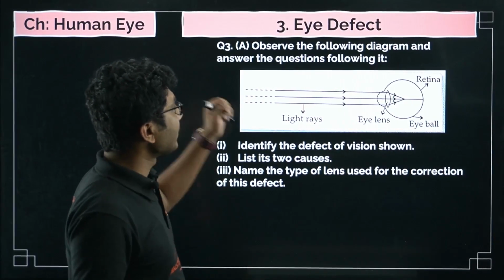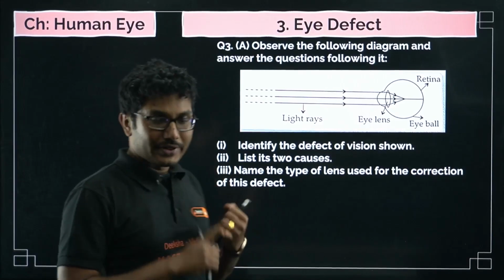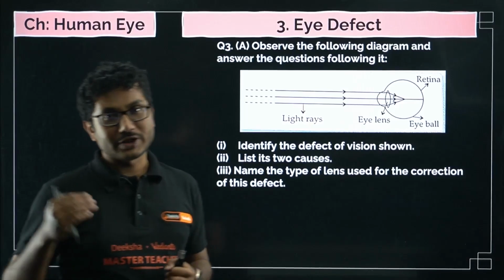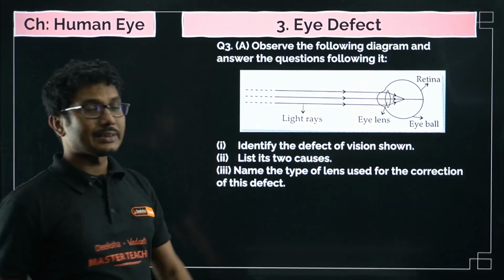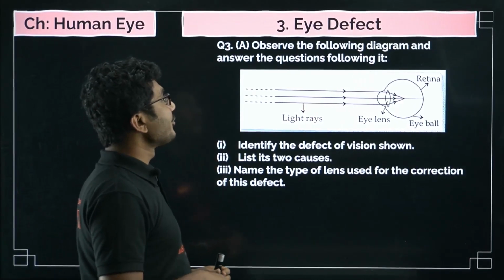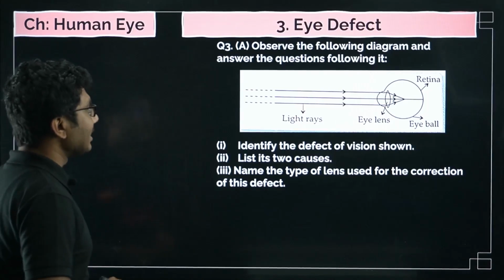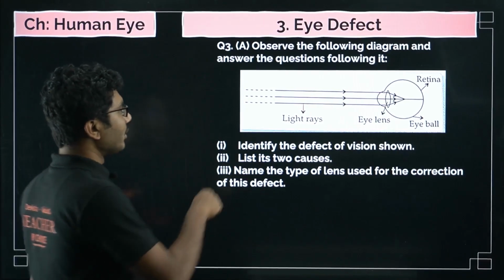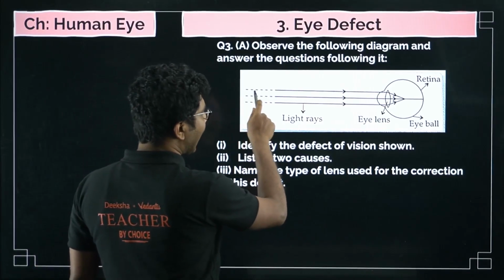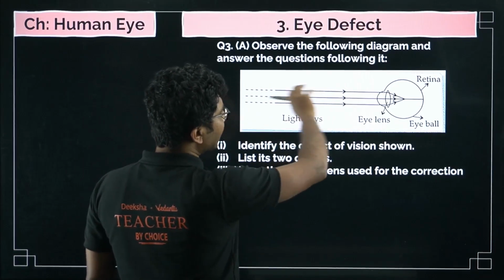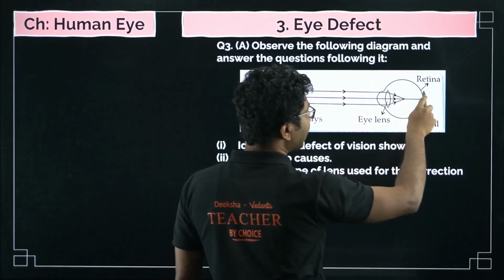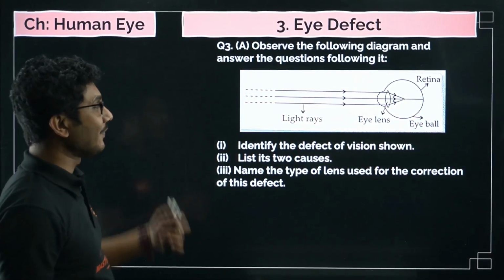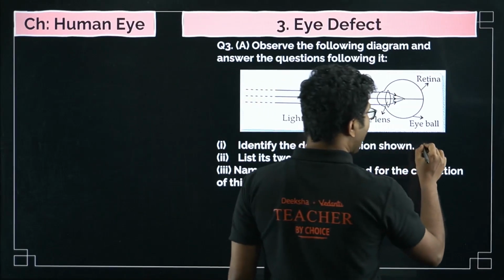Okay, so observe the following diagram. So there are 3 eye defects, namely hypermetropia, myopia and presbyopia. You have to study all about them. Here I have taken just one example problem. Observe the following diagram and answer the questions following it. Identify the defect of vision shown. So here, as you can see, the light rays traveling from a very distant object, instead of focusing on the retina, are focusing even before reaching the retina. So what is this defect? This is called myopia.